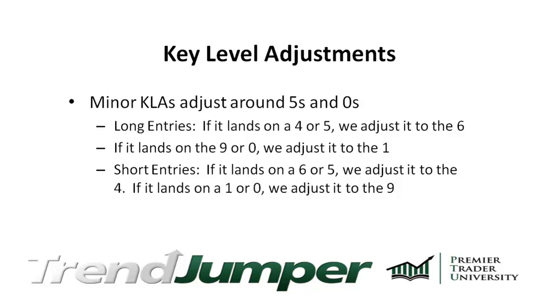So for long entries, if the price lands on a 4 or a 5, we're going to adjust our entry to the 6. If it lands on a 9 or a 0, we'll adjust it up to the 1. And of course, it's the opposite for shorts. If it lands on a 6 or a 5, we'll adjust it down to the 4. If it lands on a 1 or a 0, we'll adjust it down to the 9.